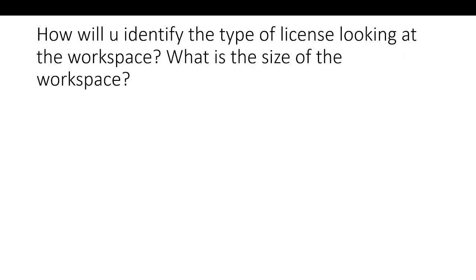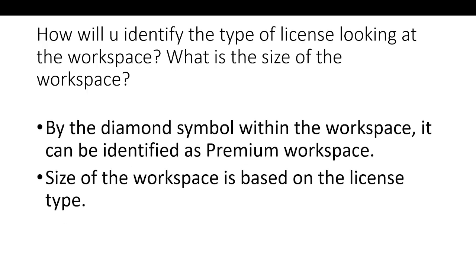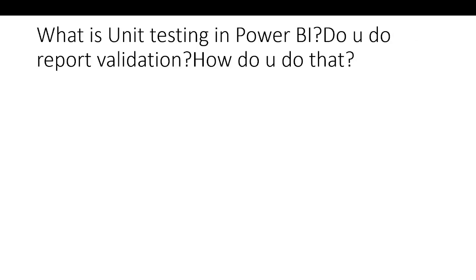Next, how will you identify the type of license? Look at the workspace. The size of the workspace depends on the license. Whenever you log into the Power BI service, you can see one symbol, that diamond symbol. By the diamond symbol, we can say this is a premium workspace. In the premium workspace, the diamond symbol will be there, but in case of pro license, that symbol will not be there.